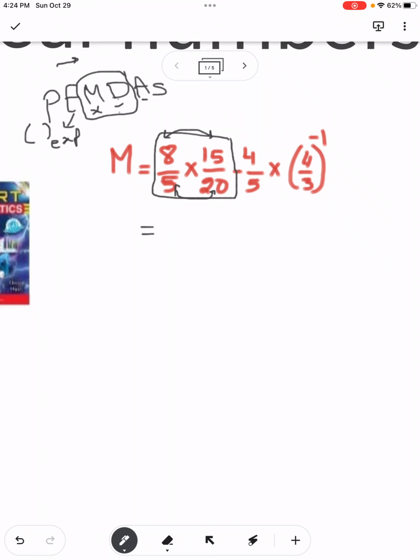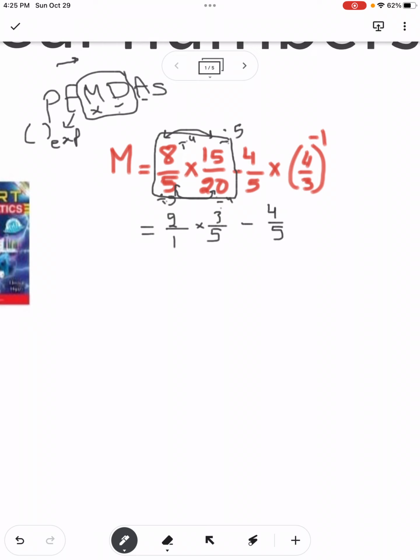What am I talking about? Here I have 15 and 5. I know that they both are divisible by 5. Also here I have 8 and 20, both are divisible by 4. So 8 divided by 4 is 2, 5 by 5 is 1, 15 by 5 is 3, and 20 divided by 4 is 5. Minus 4 over 5.